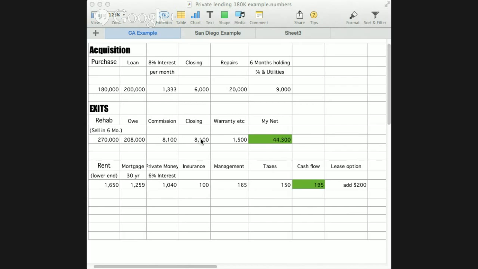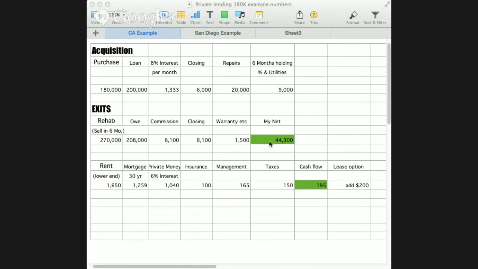This might be what your closing costs would be. I just estimated it as 3% of the purchase. And I threw in some extra miscellaneous, like a warranty, or if you have to fix something just before you sell it. In this example, the net would be $44,000. Now, that's a pretty nice deal.